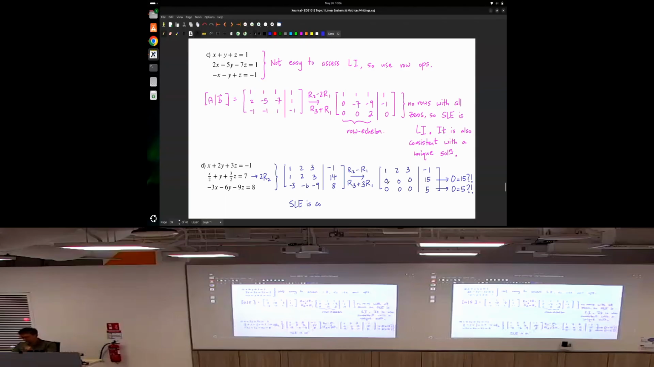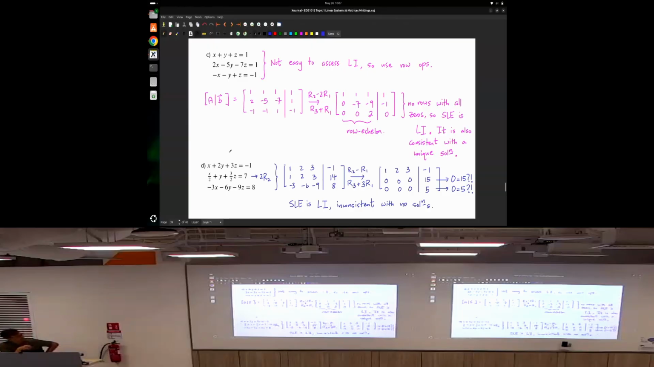In this case, are they linearly independent or dependent? Linearly independent, because you don't get all zeros. This is a 15, this is a 5, so it's not all zeros. So the SLE is linearly independent and inconsistent. Once you have inconsistency, you have no solutions.